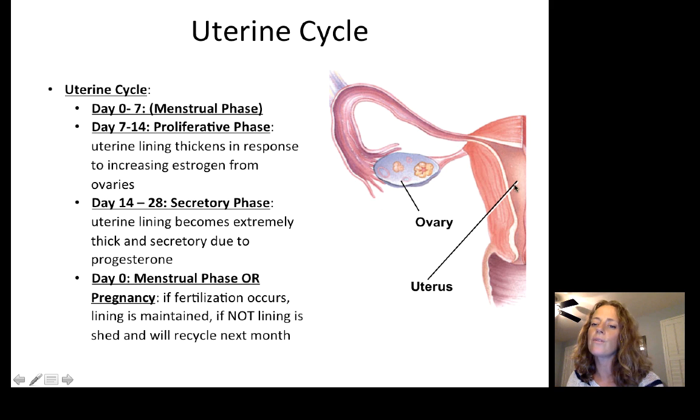If there is no fertilization, no implantation of the egg into the uterine lining, then it is time to clean house and start over. The uterine lining will be shed, and there will be the menstrual phase as that uterine lining is shed through menstruation. If fertilization occurs, then pregnancy will happen. So day 0 is either the menstrual phase or continued pregnancy.